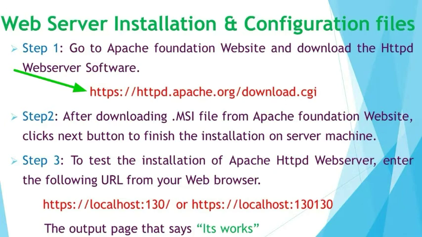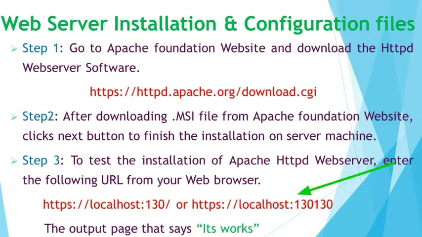And step 2, after downloading the .msi file from the Apache Foundation website, you have to install that software. For that, you have to click the next button and then finish the installation. Okay, at installation time, it takes the default port number 130 or 130-130. So what is the default port number? 130 or 130-130.